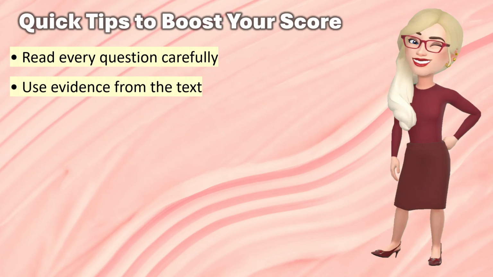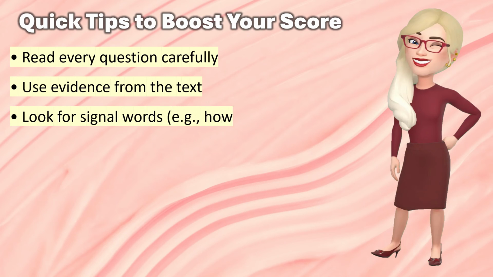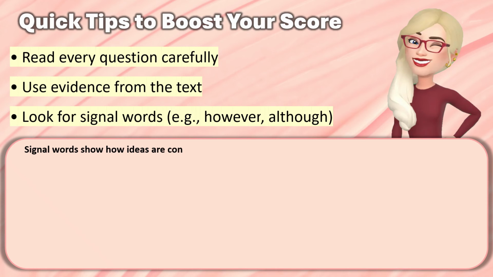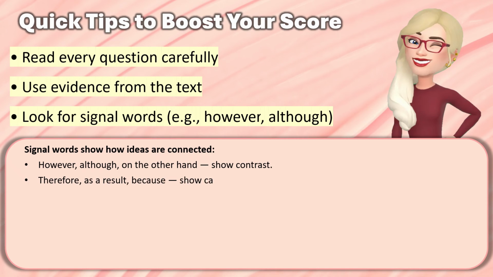Use evidence from the text. As with the level 1 paper, this reading paper will also require you to find the answers in the text. Even if you are writing the answers in your own words, it will be based on evidence that's actually in the text. Look for signal words, e.g. however, although. So signal words show how ideas are connected.